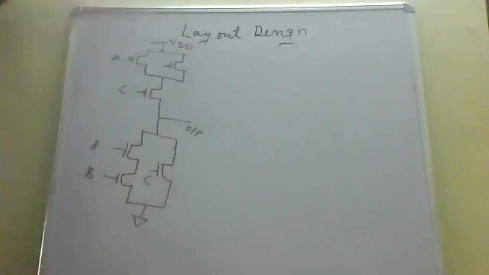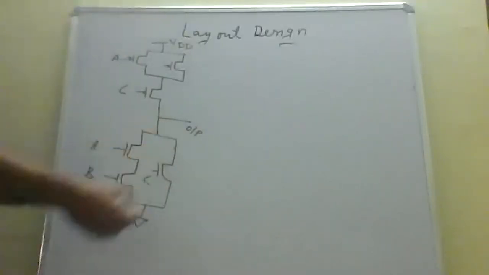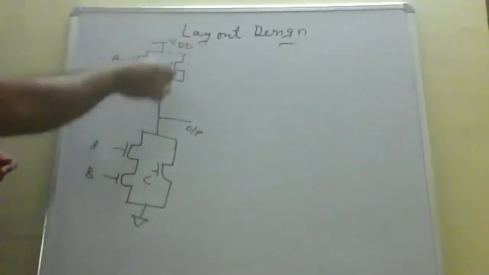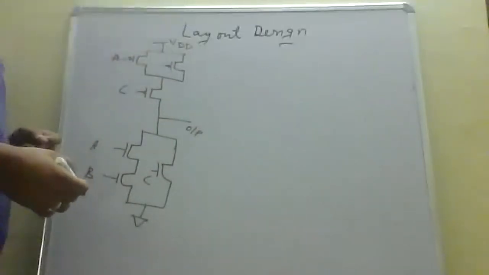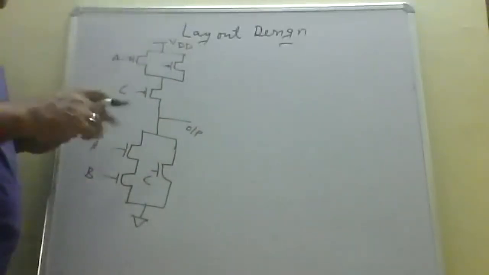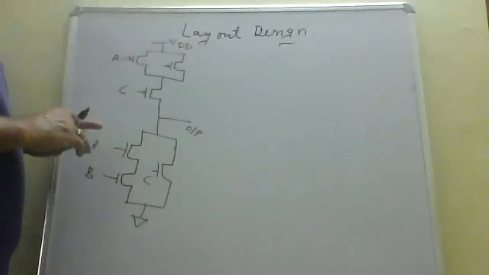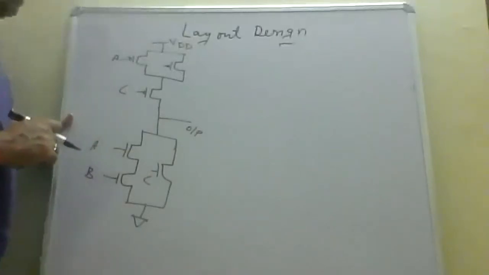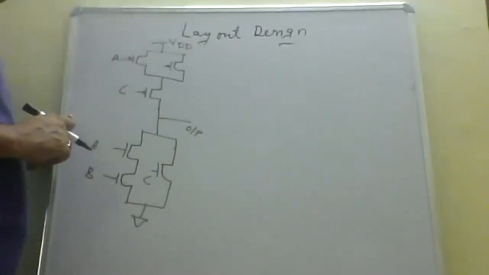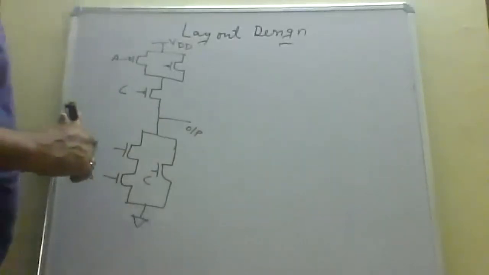And the body, we don't have to worry about the body, because the body of NMOS is connected to ground and the body of PMOS is connected to VDD. We will see that body effect is also there, which affects the threshold voltage basically. So we will see this body effect later on.